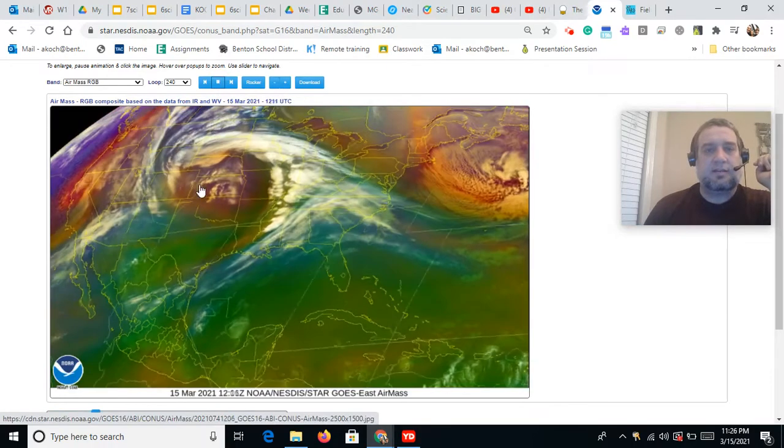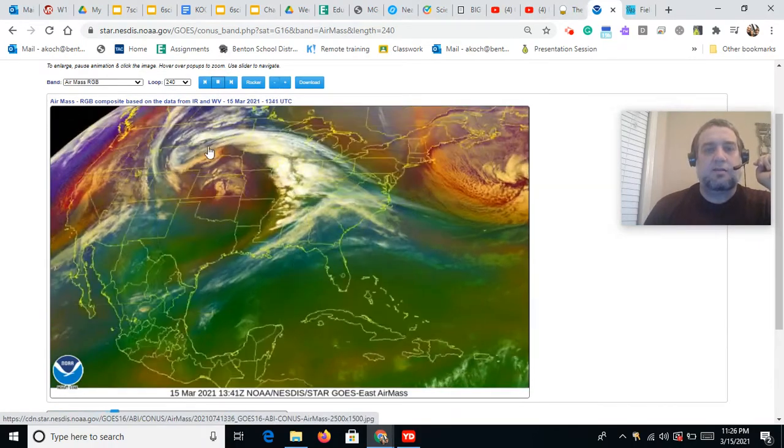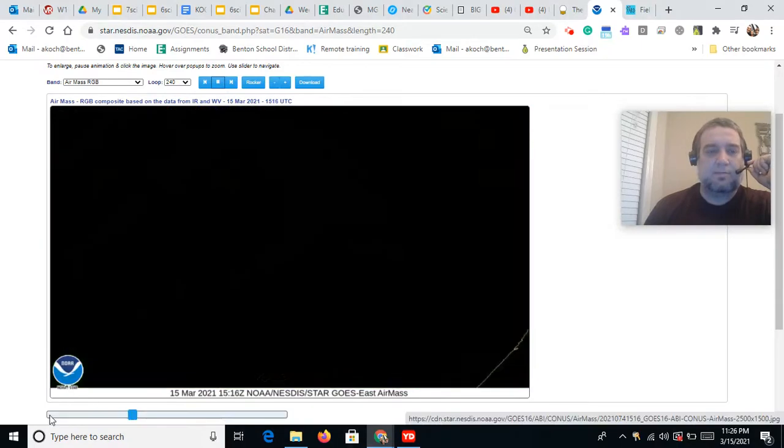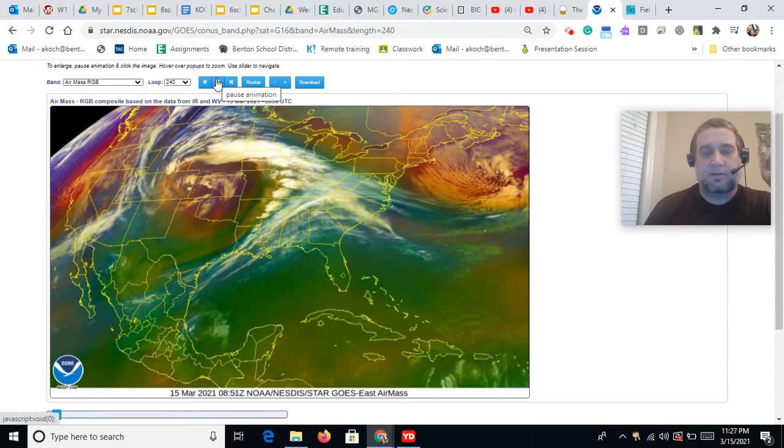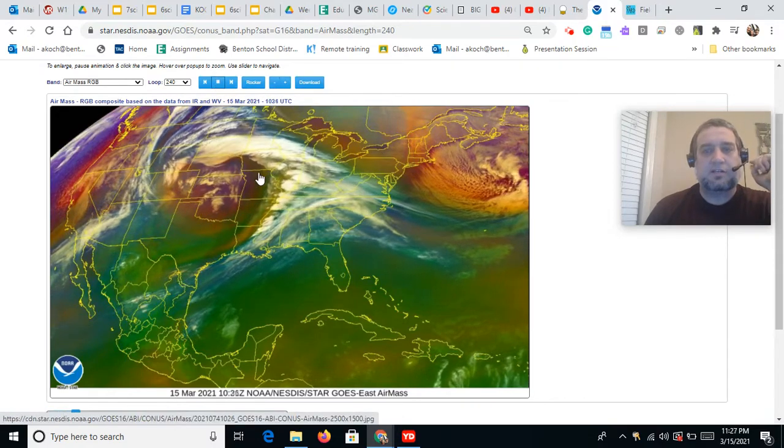And so we can see, are the clouds getting bigger? Are there lots of clouds, or are there not very many clouds? And what direction is this movement?